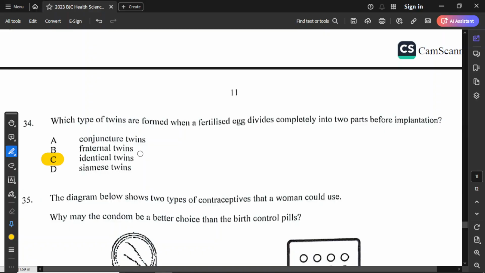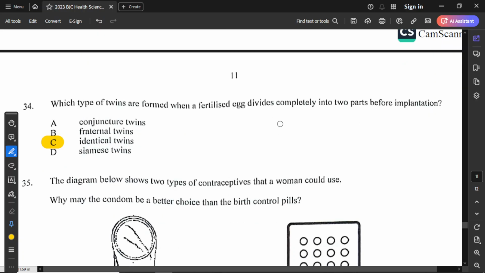For question number 34, it says, which type of twins are formed when a fertilized egg, a single egg, divides completely into two parts before implantation, and that must be identical twins. Identical twins come from the same egg, while fraternal twins come from different eggs. And the point to note is that identical twins are always the same gender. Fraternal twins can be the same gender or different gender.